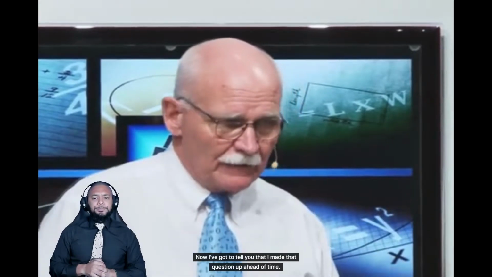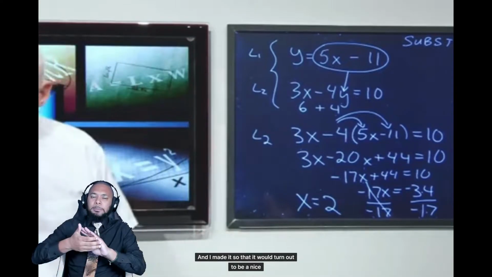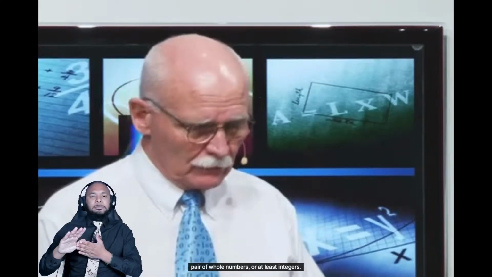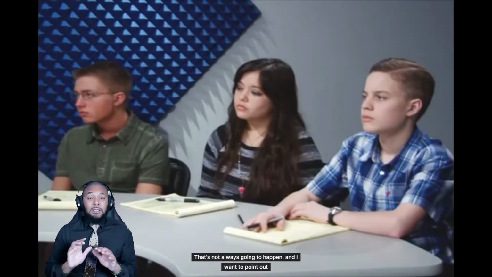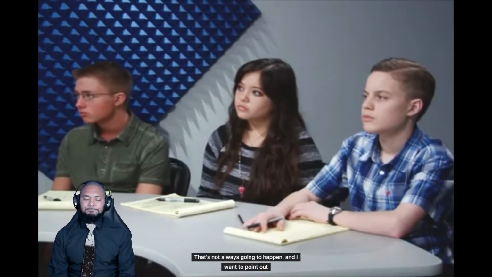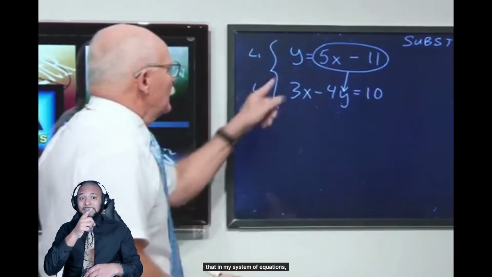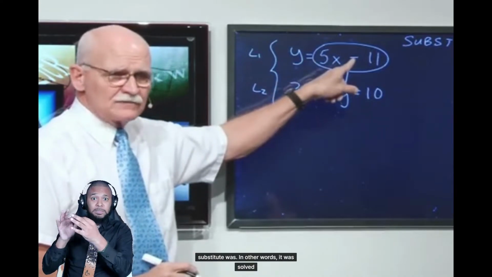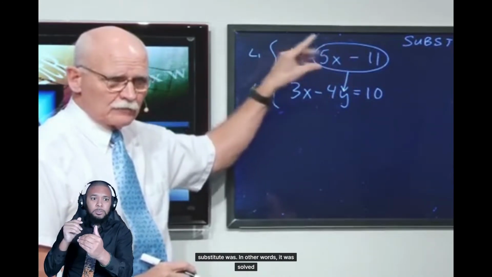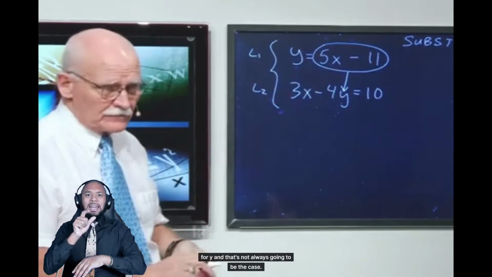Now, I've got to tell you that I made that question up ahead of time, and I made it so that it would turn out to be a nice pair of whole numbers, or at least integers. That's not always going to happen. And I want to point out that in my system of equations, the first equation told me what y's substitute was. In other words, it was solved for y. And that's not always going to be the case.